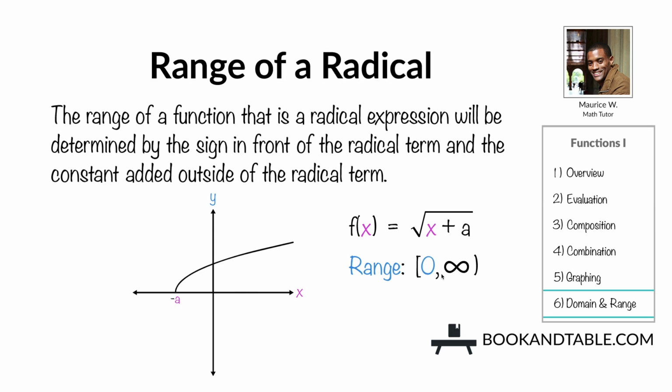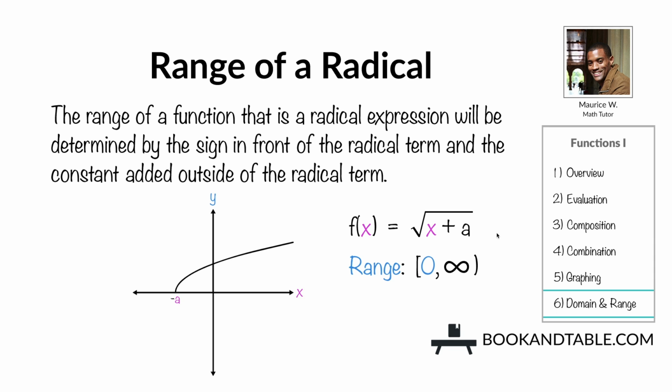So let's look at the range of a radical. The range of a function that is a radical expression will be determined by the sign in front of the radical term and the constant added outside of the radical term. So let's say this were f of x, and f of x is equal to the square root of x plus a. The range is from 0 to positive infinity. This will continue up and up and up.